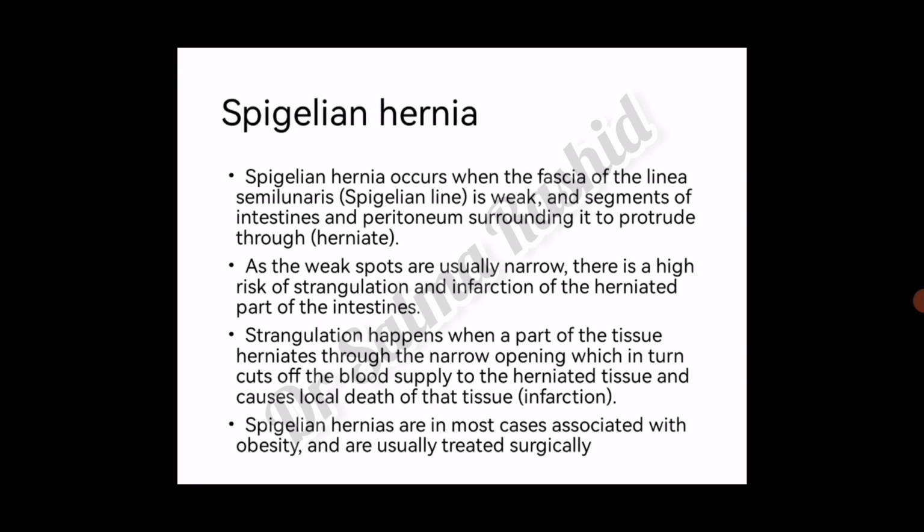Now, what is Spigelian hernia? Spigelian hernia occurs when the fascia of the linea semilunaris or Spigelian line is weak and segments of the intestines or peritoneum surrounding it protrude through it, or herniate. As the weak spots are usually narrow, there is a high risk of strangulation and infarction of the herniated part of the intestines. Now, strangulation happens when a part of the tissue herniates through the narrow opening, which in turn cuts off the blood supply to the herniated tissue and causes local death of that tissue, which is called infarction.